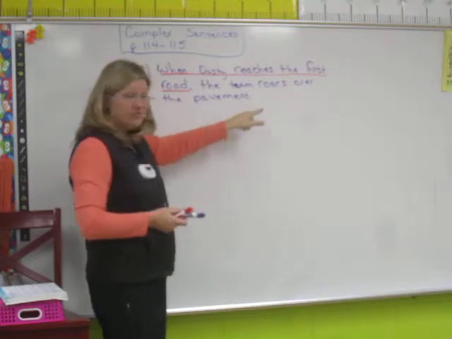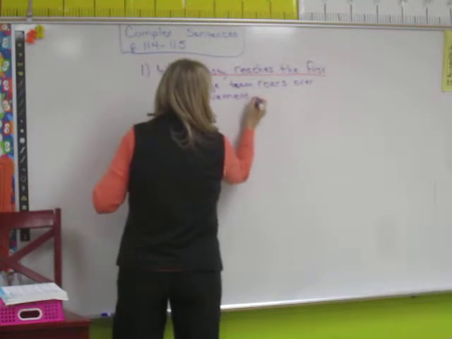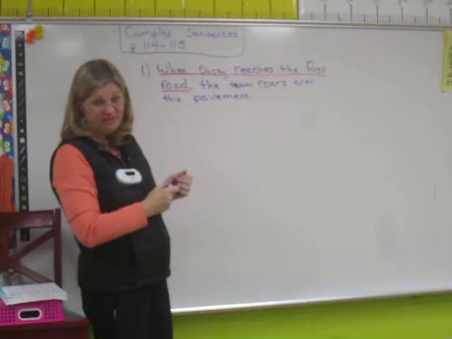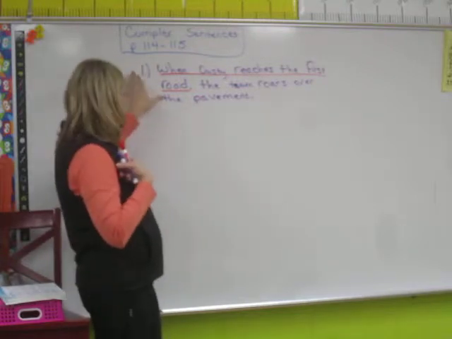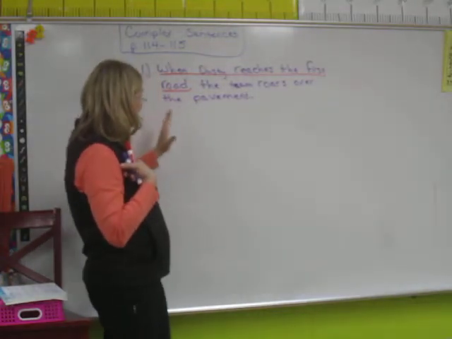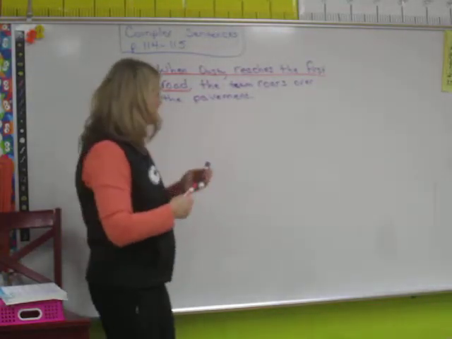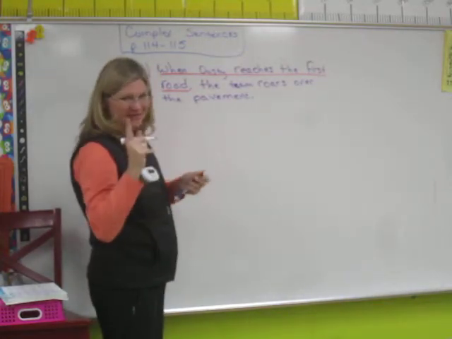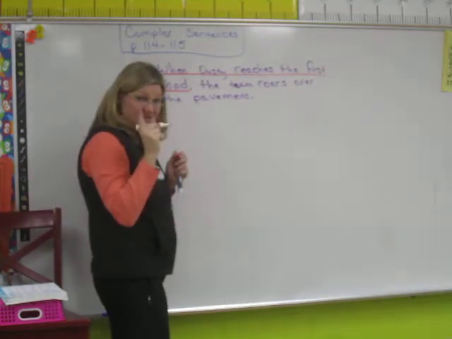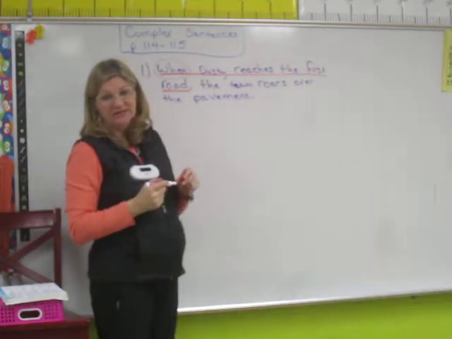The team roars over the pavement. That could be a sentence all by itself, but the dependent clause gives us a little bit of extra information. So on your slates, you're going to do numbers 2 through 5, and you're going to do it just like I did. And then they wanted you also to circle the connecting word. And the connecting word, it's not in the middle of them, like it was with compound sentences. Sometimes it's in the middle, but sometimes it's the first word. And the connecting word for number 1 is when.